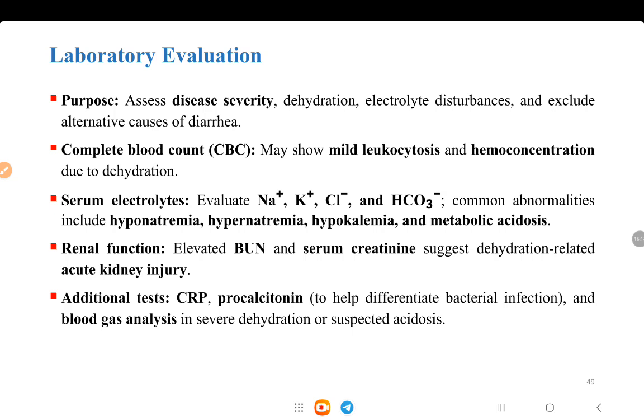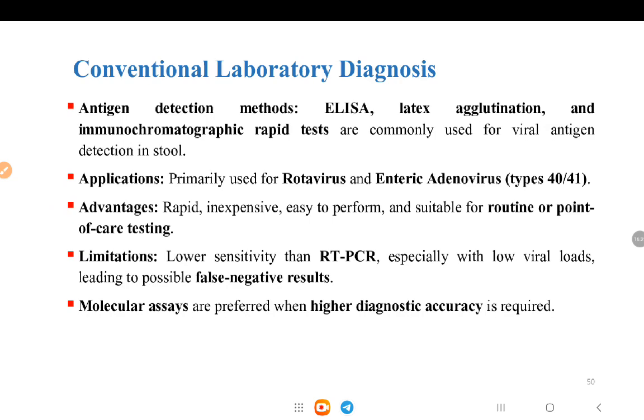Also we can use C-reactive protein and procalcitonin to help differentiate bacterial infection, and blood gas analysis in severe dehydration patients. Also we use it to investigate suspected acidosis. All of these tests we can do in the lab to evaluate the patient and reach a diagnosis.